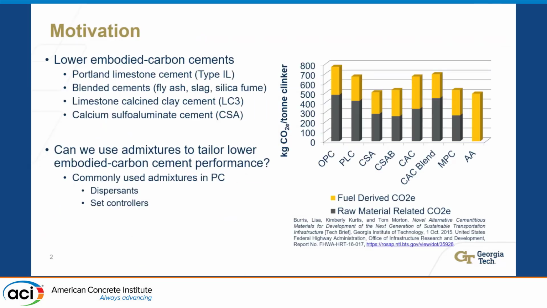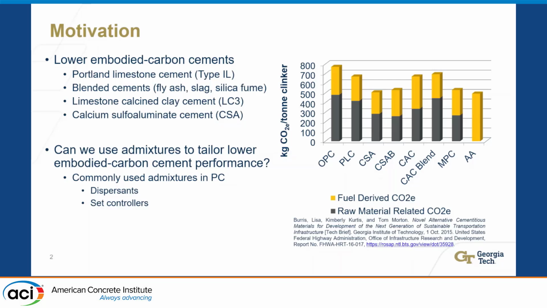So the motivation for this, as you all know, is that our industry has a fairly large carbon footprint, and we're trying to reduce that. You've heard this many times throughout the convention, but just a little bit more on that. One way to do that is to use more lower embodied carbon cements, such as Portland limestone cements, type 1Ls, and blended cements, such as Portland cement with fly ash, blast furnace slag, and silica fume. However, there are a couple others that haven't really caught on in the United States yet, such as limestone calcined clay cements and calcium sulfoaluminate cements.